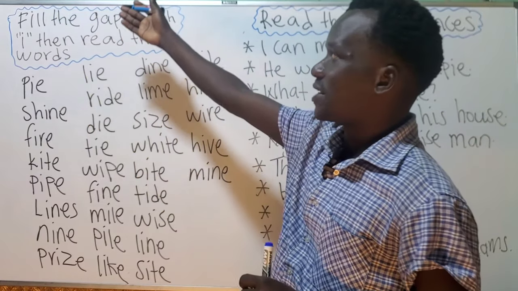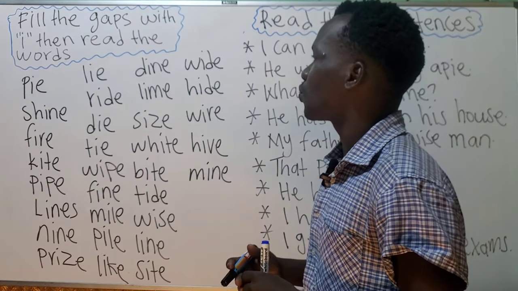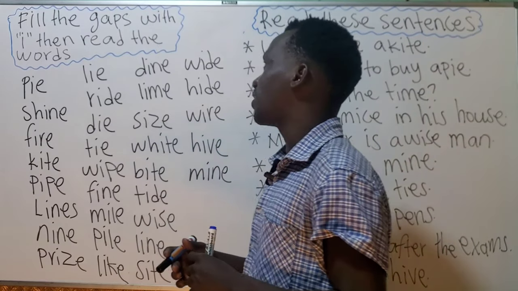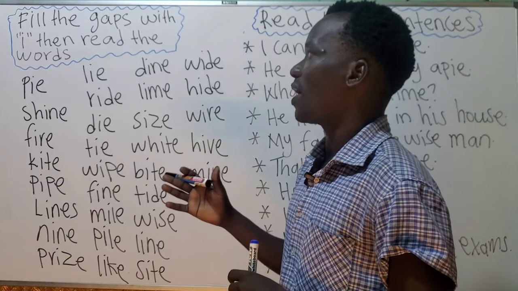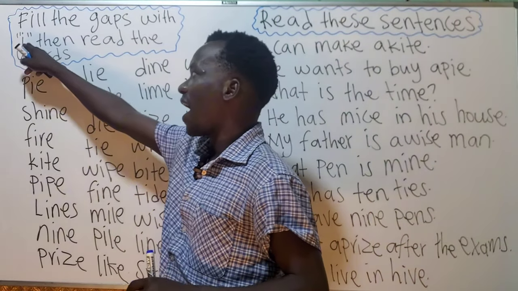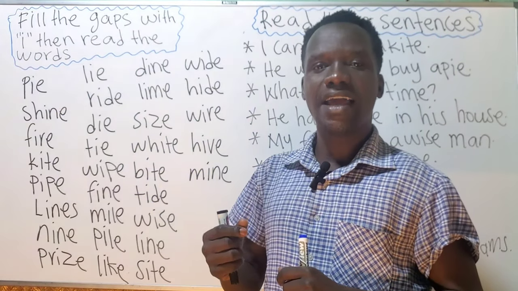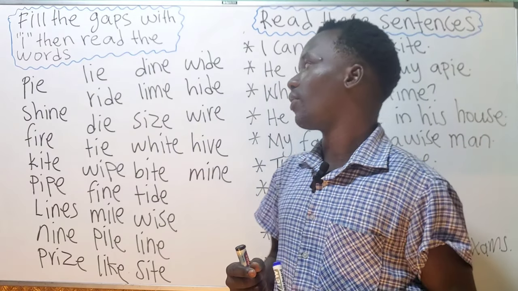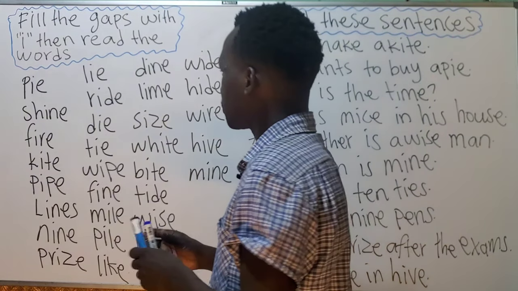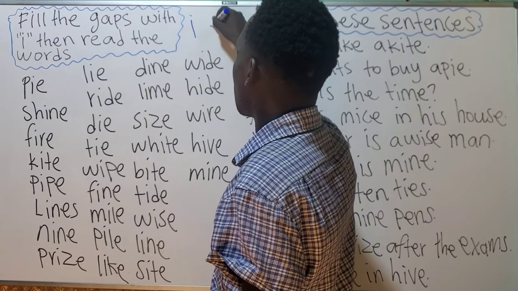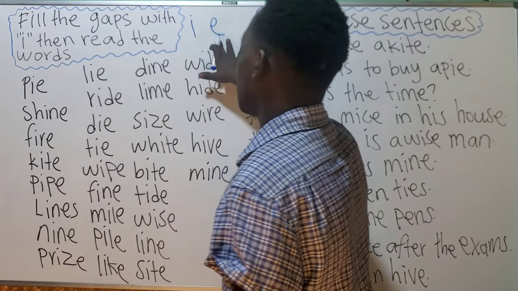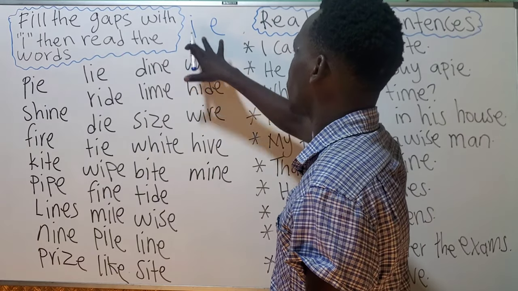Let us start. It's saying fill the gaps with I, then read the word. Therefore, this I doesn't sound I, it sounds E, okay? There's something I want to tell you here. If you see I, it will sound like E, because here we are in vowels, okay?